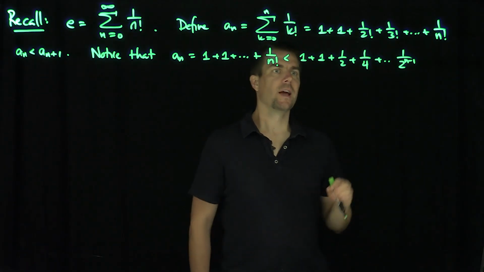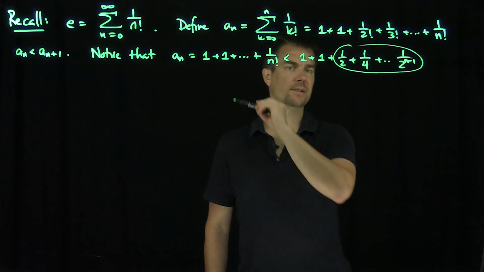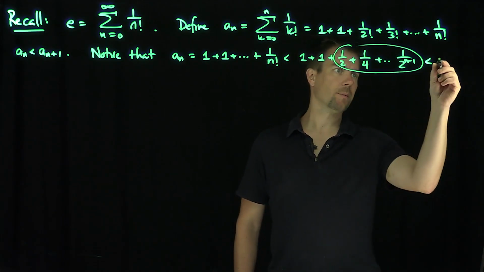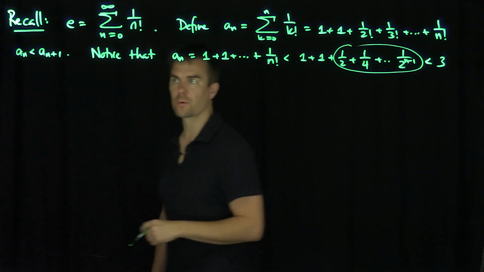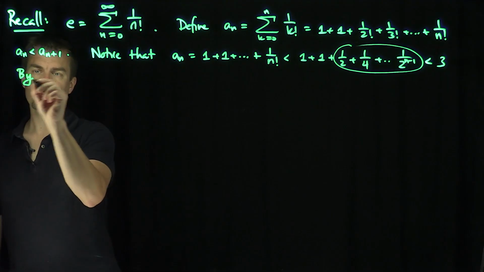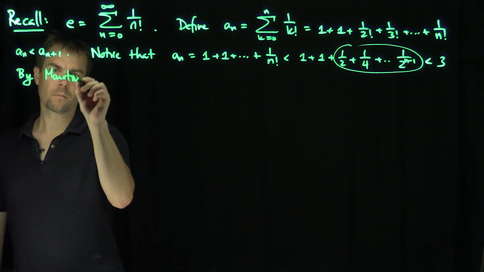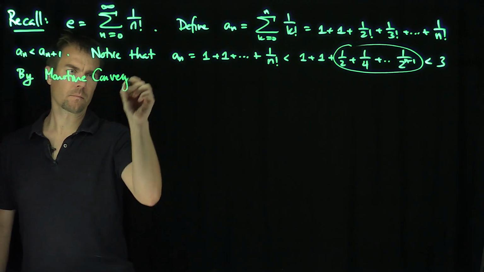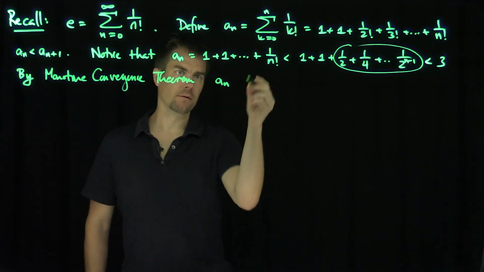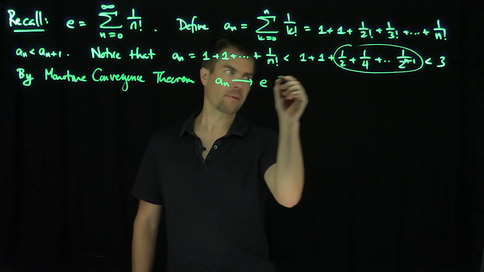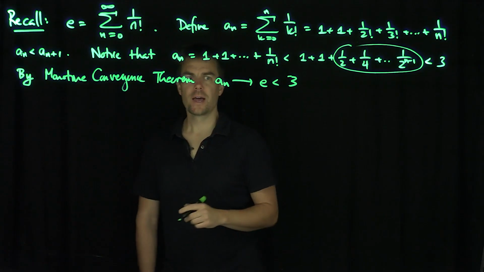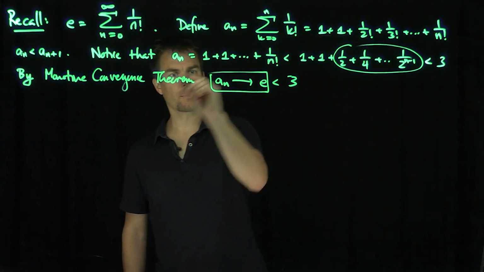Okay, great. Now, of course, these terms over here sum up to something that's less than 1 because they're the terms in a geometric progression, so maybe this is all less than 3. In other words, I have a monotone sequence that's bounded by 3, so by the monotone convergence theorem, the a_n converge to some number, and I'm going to call that number e, and that number e happens to be less than 3. Excellent. So the a_n's converge to a number called e.